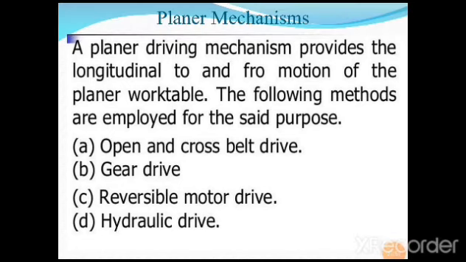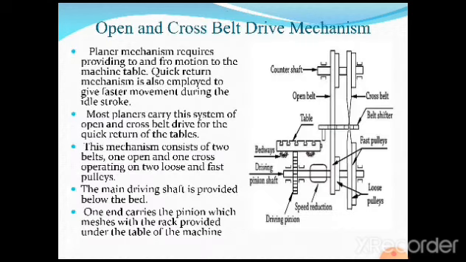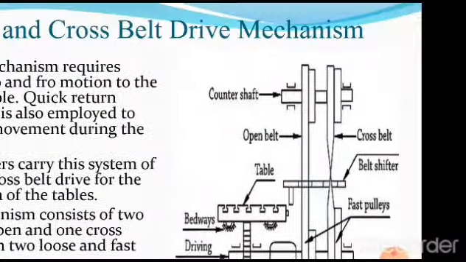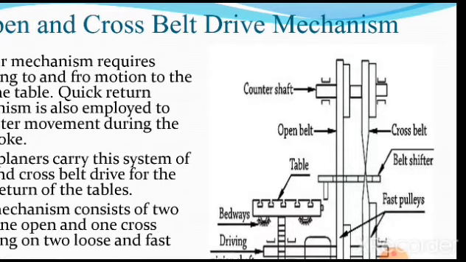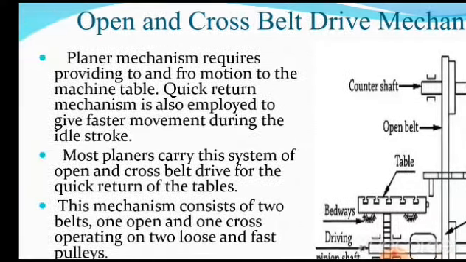So there are 4 important types of mechanisms which are used for driving the work table of a planer. The first one is open and cross belt drive. The second one is the gear drive, where we use the pinion and rack arrangement, and the next ones are the reversible motor drive and hydraulic drive, which we have also discussed in the case of a shaper. These mechanisms are preferred depending upon the requirement. But out of these, the most commonly used mechanism for driving the table is nothing but the open and cross belt drive mechanism.